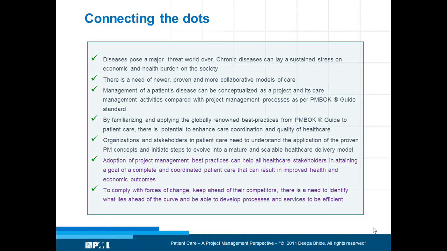change is constant. To comply with the forces of change and keep ahead of their competitors, there is a need to identify the curve and be able to develop processes and services to be efficient.